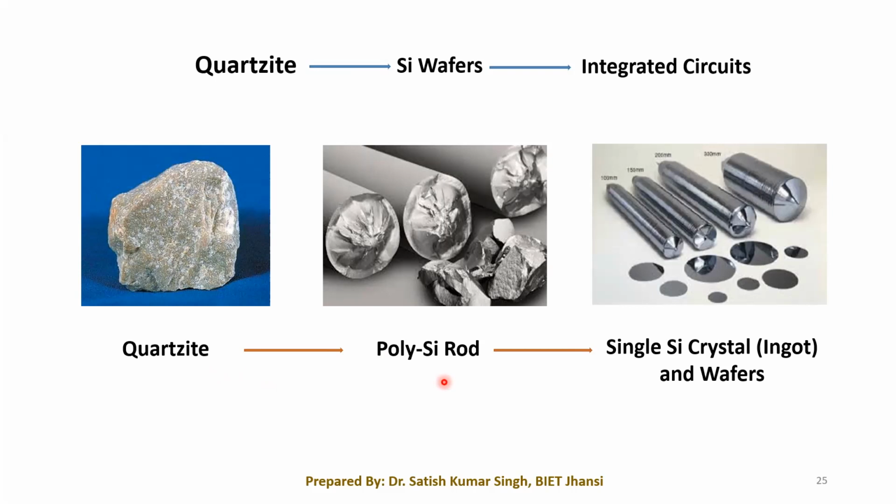Just to keep these pictures in mind: in nature we have this, but now we have to convert this into this, and then from this we have to make the ICs. This picture is very important. Now we move on to how this quartzite will be converted into polysilicon and what are the different steps that we need to follow at this point.